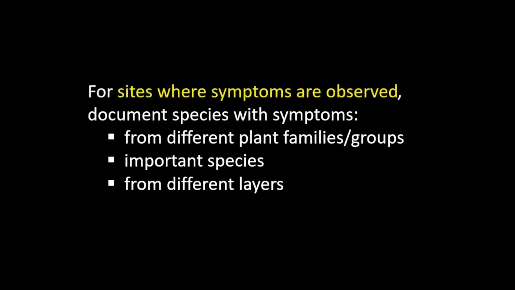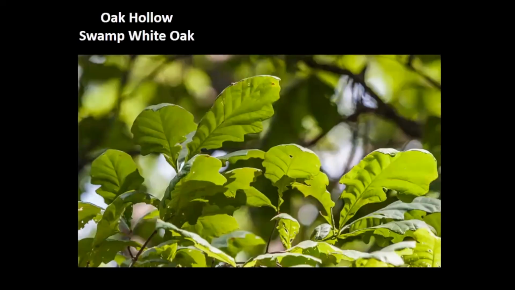So, just to keep in mind, some of the guidance that we have: this site will have symptoms, and if we look back at our guidance, we're going to focus on trying to get data from different plant families or groups. We're going to try to zero in on important species, and we're going to try to get data from different layers as well. Okay, that's some of our guidance here. So what do we got?